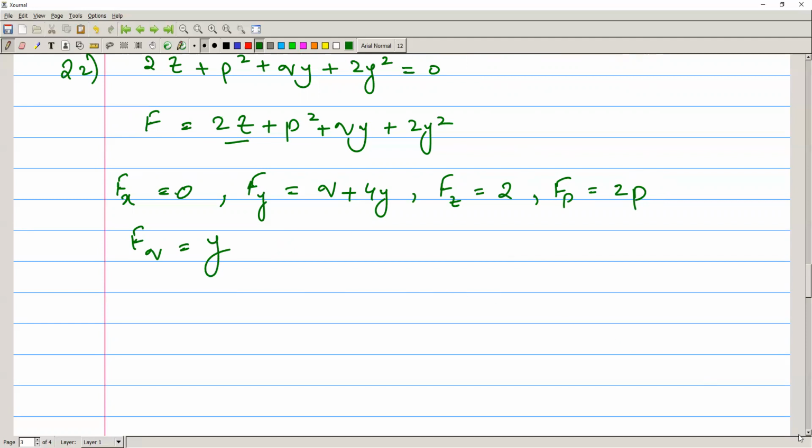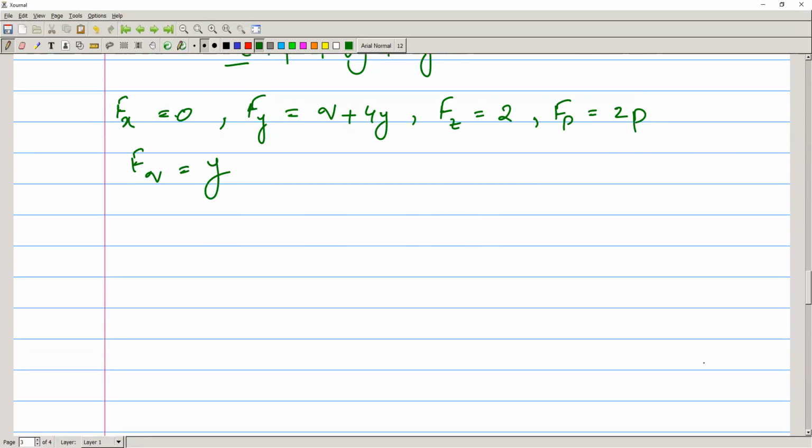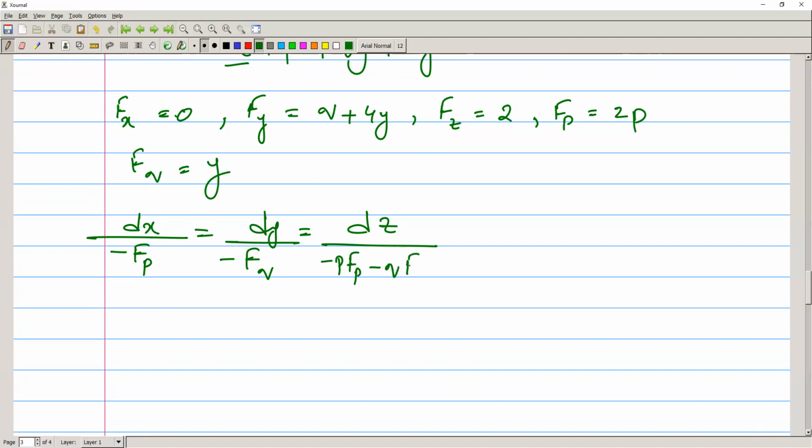So we are done with the derivatives. Now we will apply the equation, that is dx over negative fp is equal to dy over negative fq is equal to dz over negative pfp minus qfq is equal to dp over fx plus pfz is equal to dq over fy plus qfz.